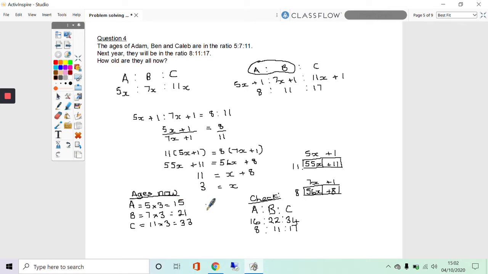So now Adam is 15 years old, Ben is 21 years old, and Caleb is 33 years old.